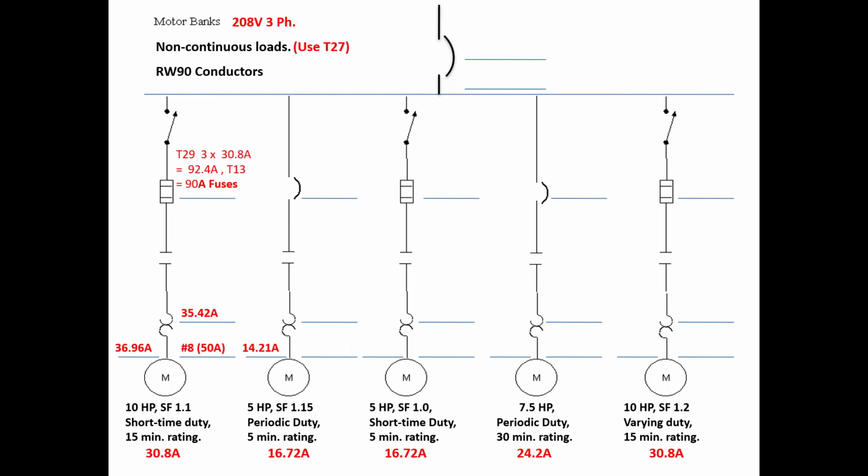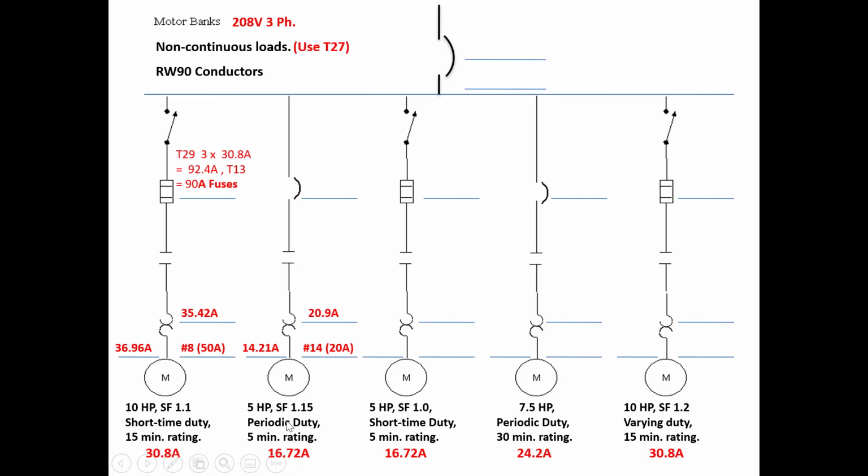We're at 85%, so that's where we're getting this number from. Again, we're even going lower than the actual FLA in this case, but that's just because of the duty rating. It's only on for 5 minutes, and when it is, it's periodic. Okay, so we're allowed to kind of downsize some of our ampacities because of that.